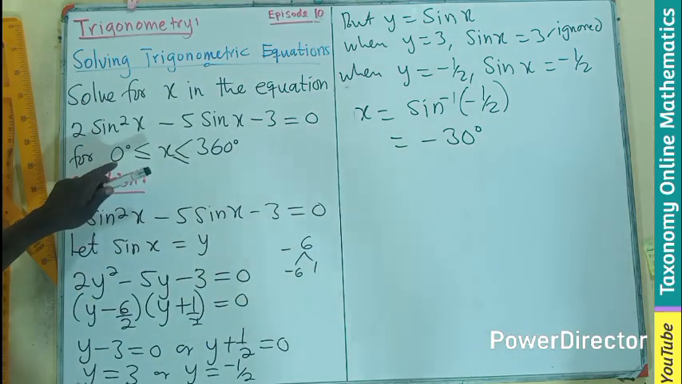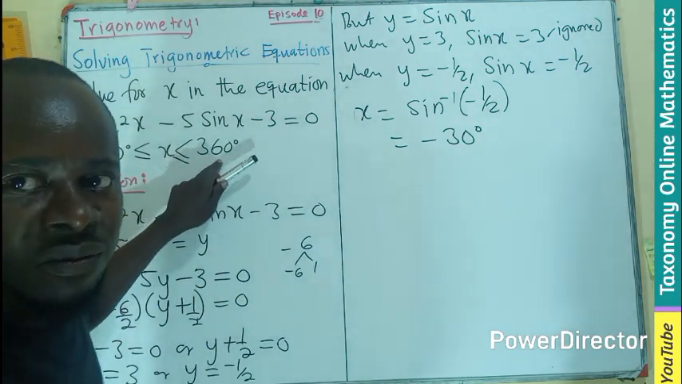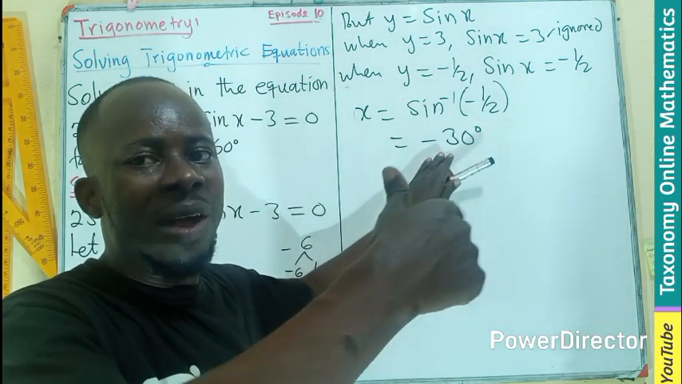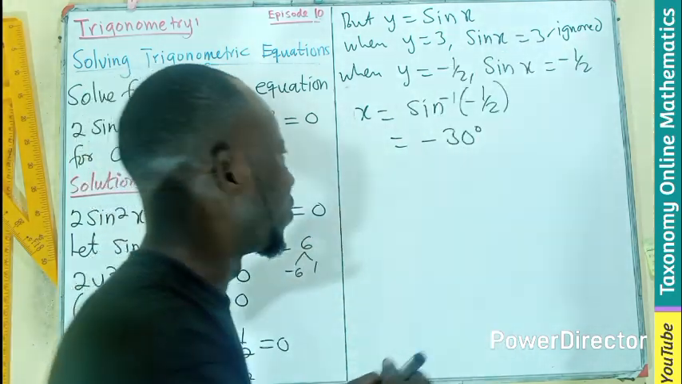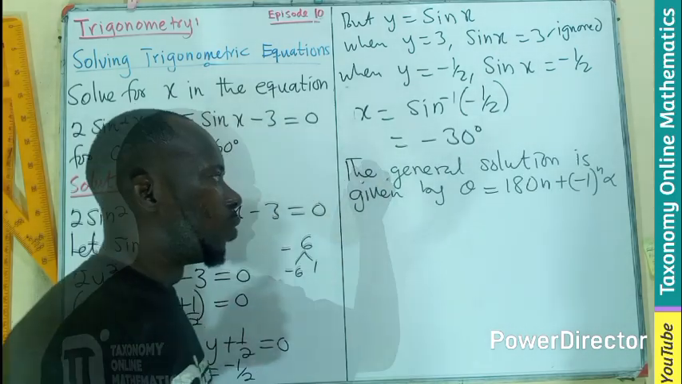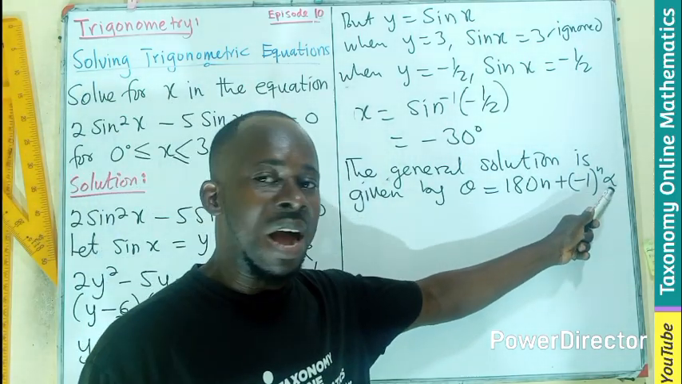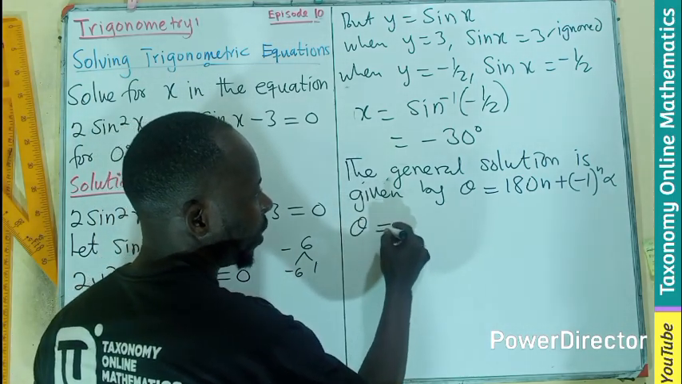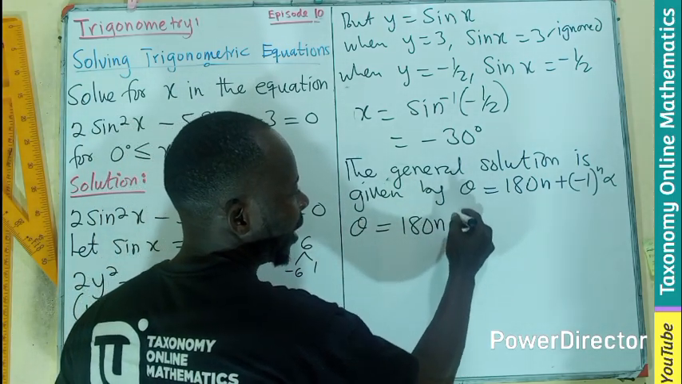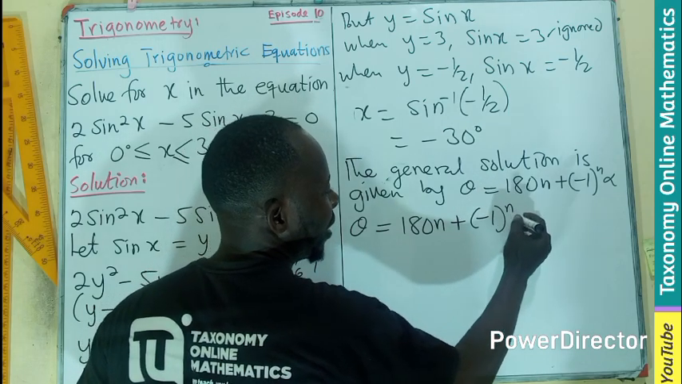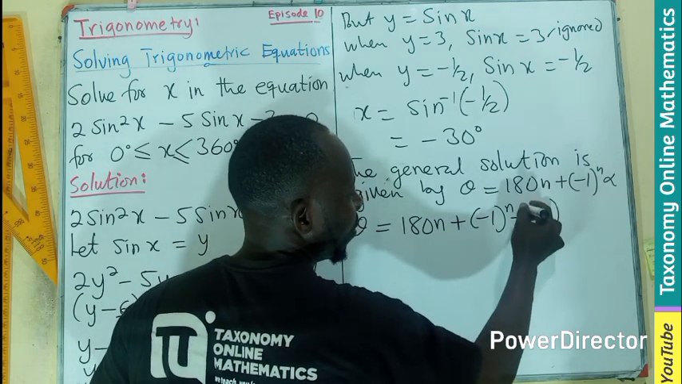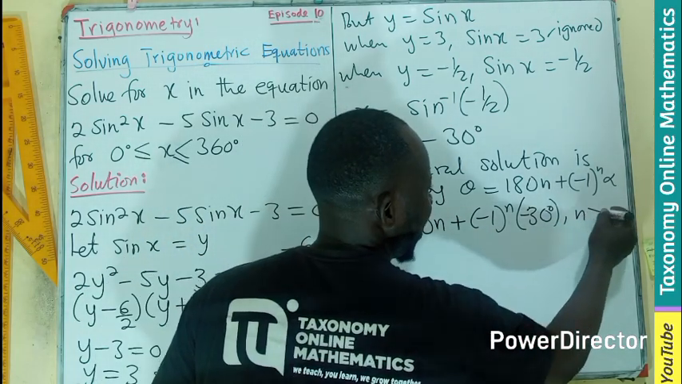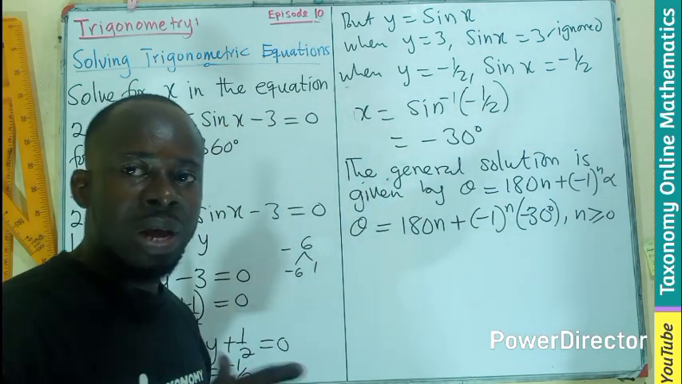But the values we are looking for are from 0 to 360, positive values. So this is also not going to be the answer, even though it is the principal angle. We need to find other angles. So the general solution is given by this, where alpha is the angle we just found. We write theta equals 180n plus negative 1 to the power n, multiplied by alpha, and let me put the bracket here to show that they are multiplying. Our value of n ranges from 0 and beyond.